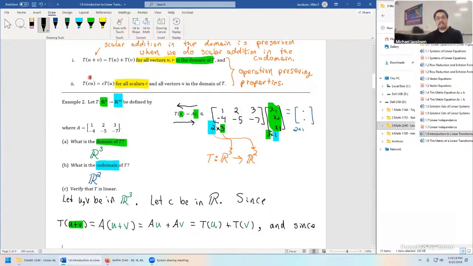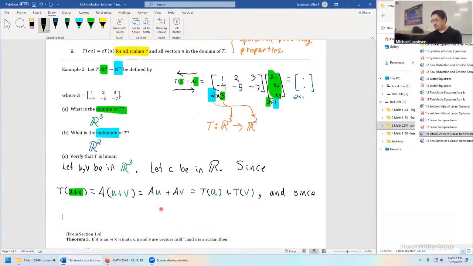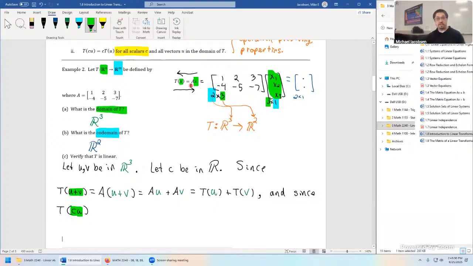Same idea, we're going to take T at C times U. That C times U is playing the role of X right here. We're now using the mapping going left to right. So that says, take A times whatever the input is, no matter how ugly, how strange. This time it's just scalar multiplication. This results in A times CU. So the rescaled vector U.